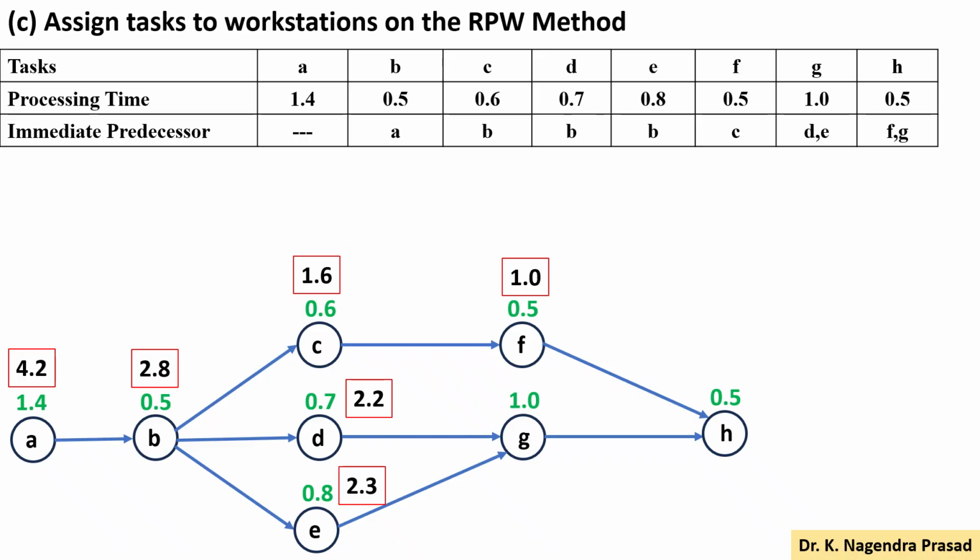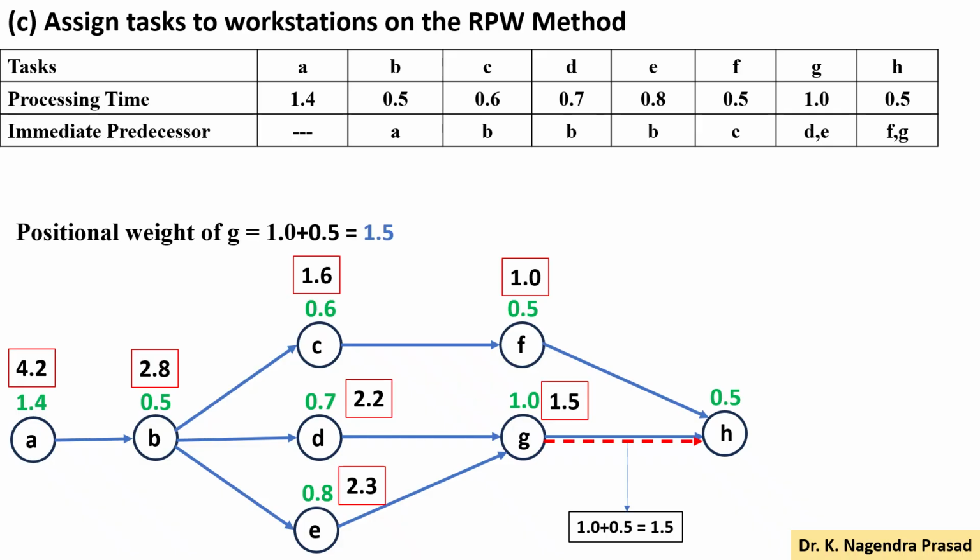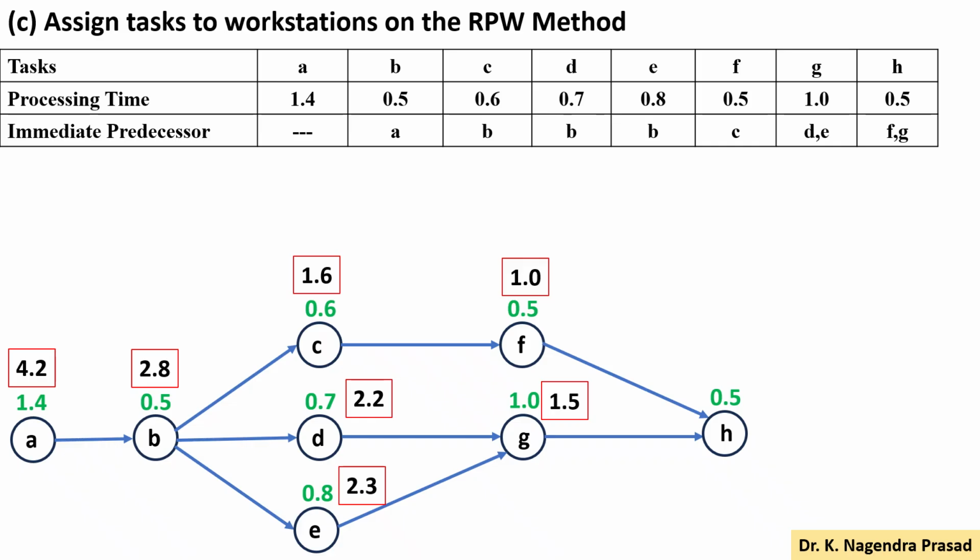Next for task G, there is also only one path, that is G to H, and its positional weight is 1.5. And the next one is the last task, task H. Its positional weight is 0.5. So these are the positional weights of all the activities.